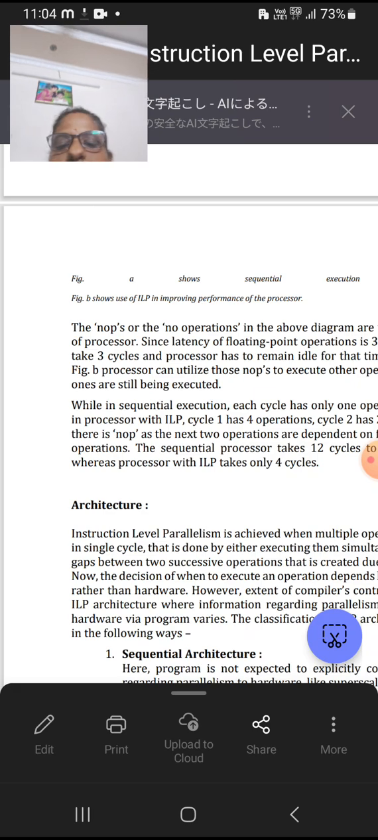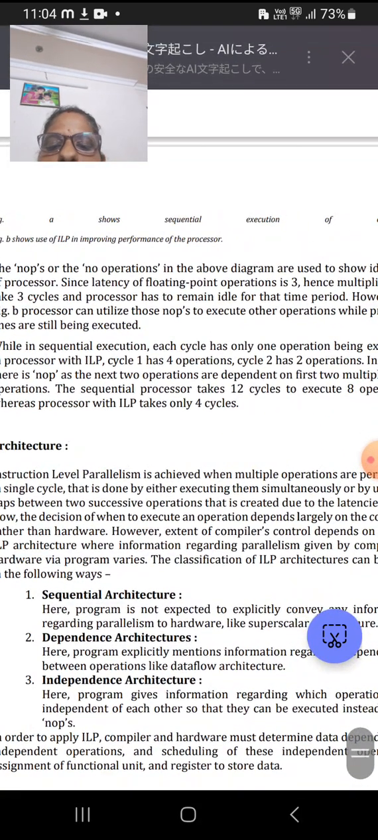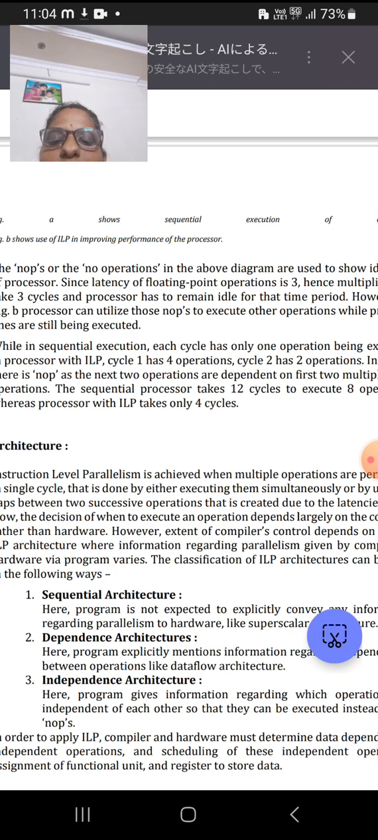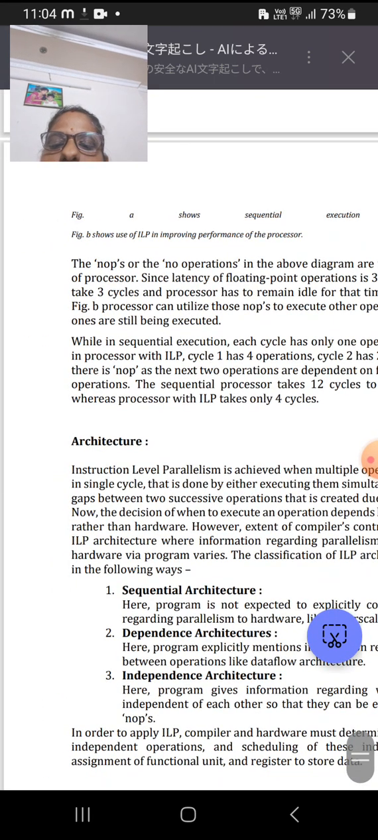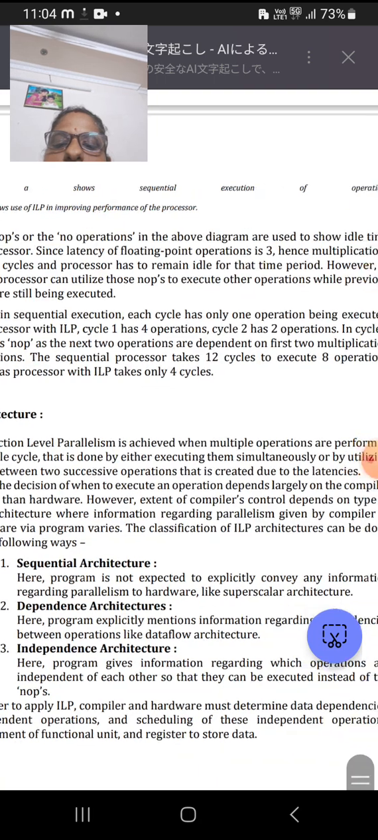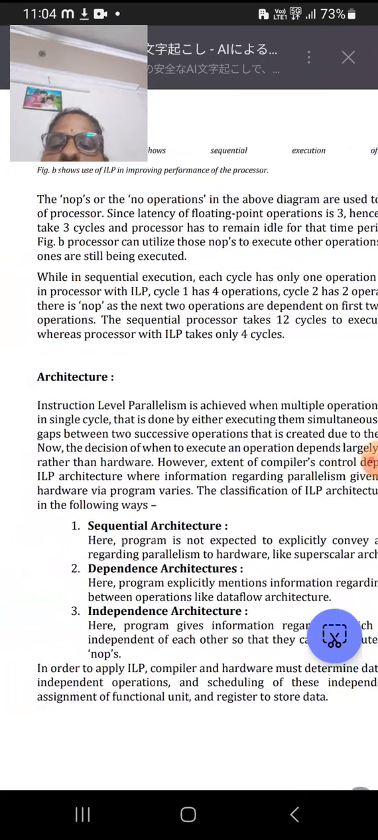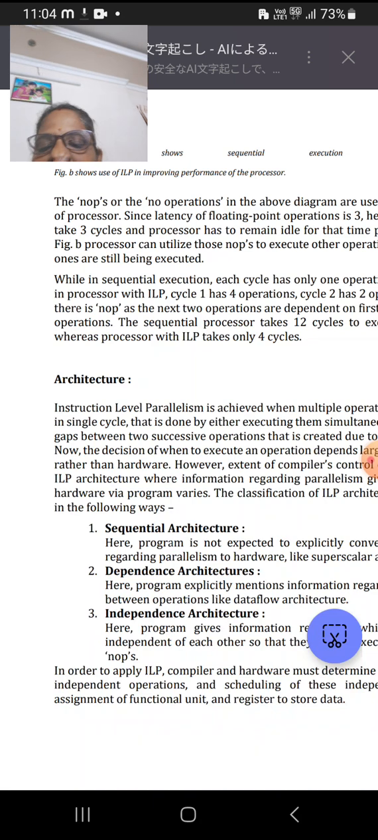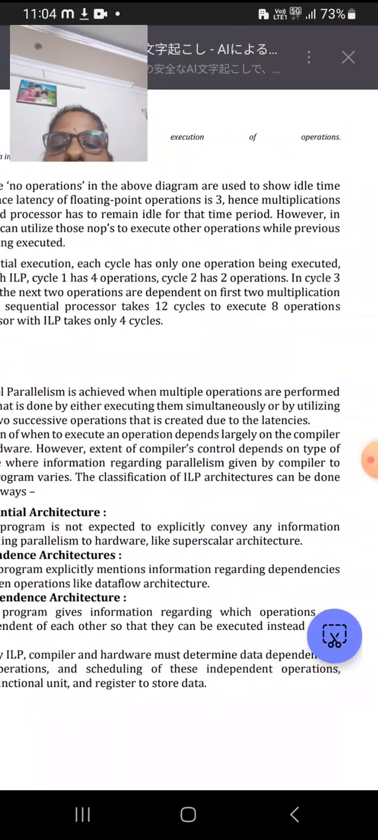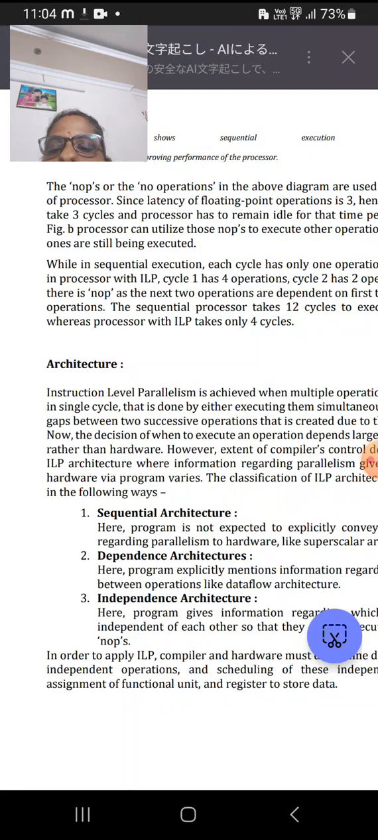When to execute the operations depends largely on the compiler rather than the hardware. However, the extent to which the compiler controls this differs by the type of parallelism architecture, whereas the information regarding the parallelism passed from compiler to hardware via the program varies.